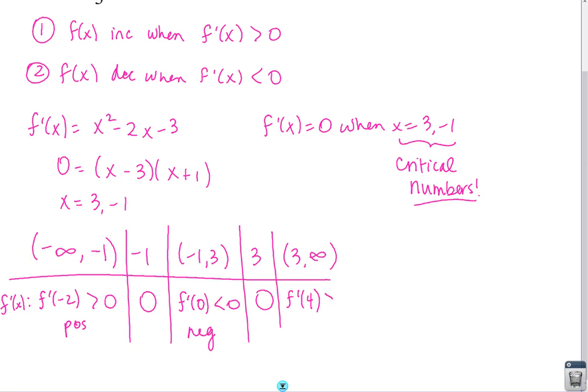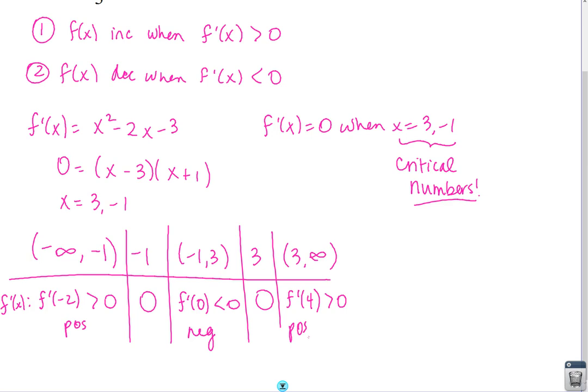So positive times positive is another positive. So my derivative is negative. I'm sorry, it's positive right here. It's exactly 0 at -1. It changes to negative from -1 to 3. It's 0 at 3, and it goes back to positive.